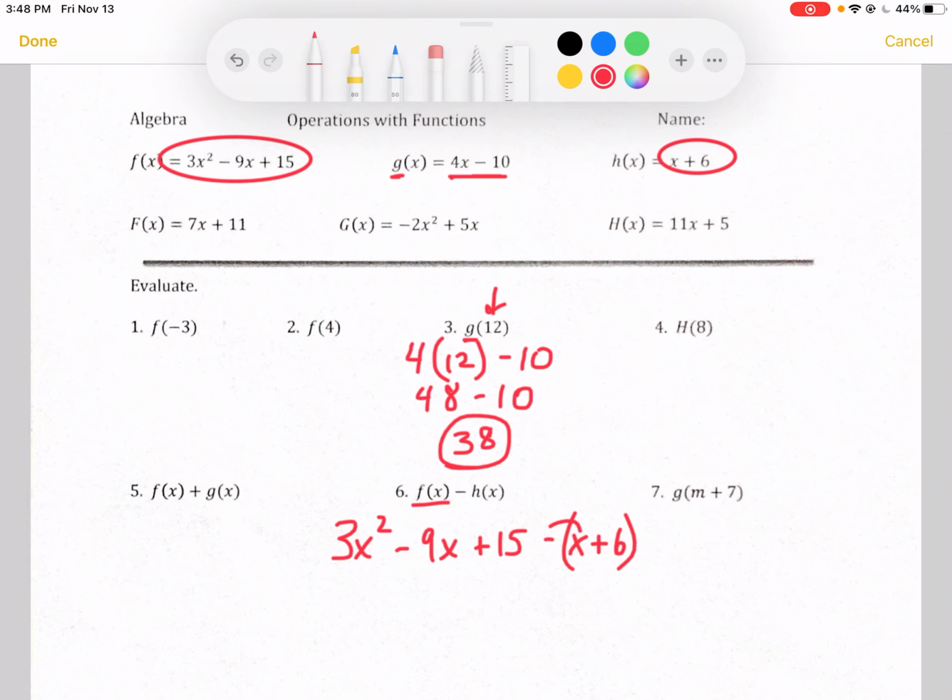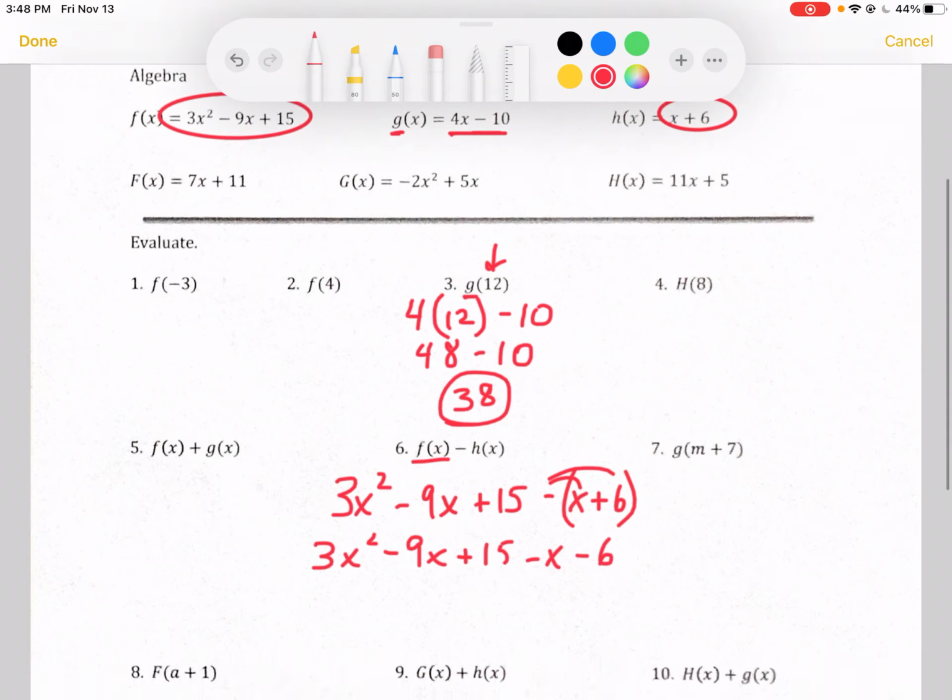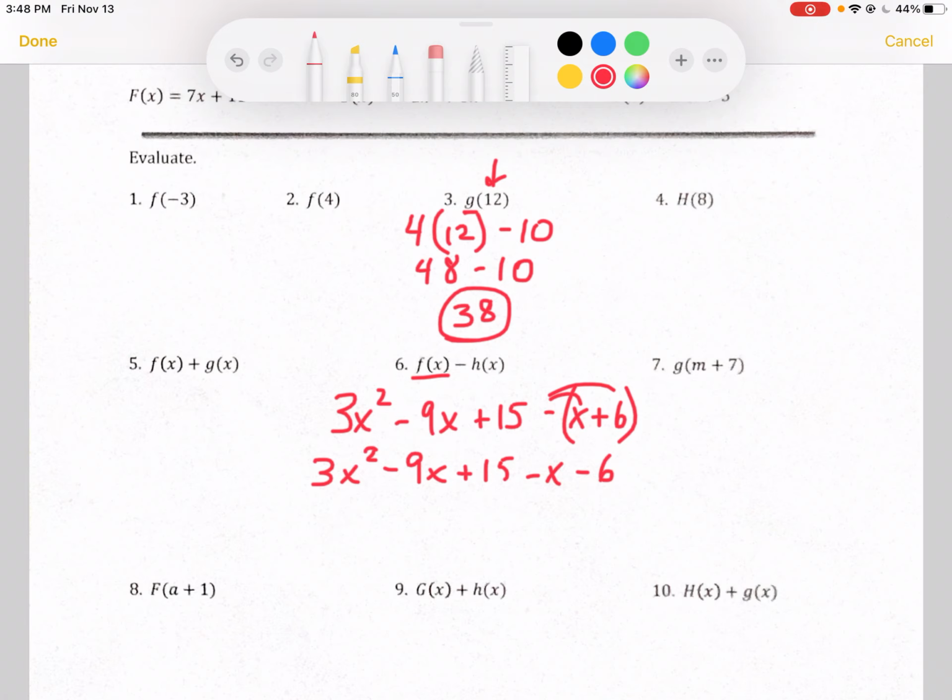So I'm going to distribute the negative now and rewrite all of this. So 3x squared minus 9x plus 15 minus x minus 6. Then combine like terms. So I have 3x squared that won't combine with anything. Negative 9x minus 1 more makes negative 10x. And then 15 minus 6 is plus 9.